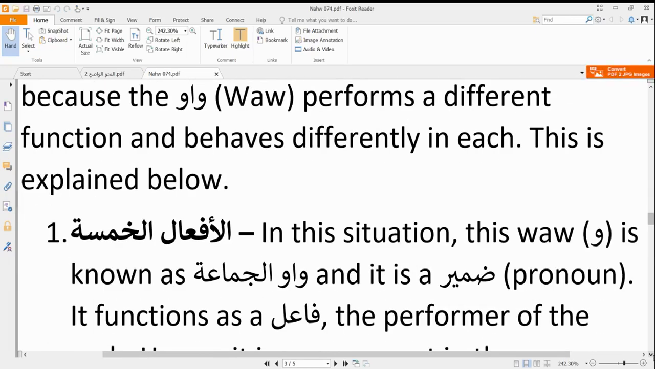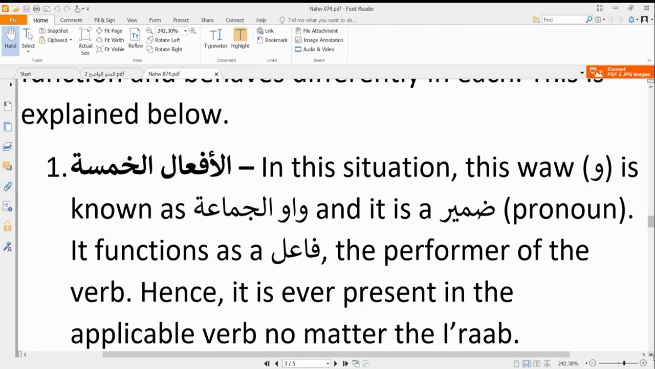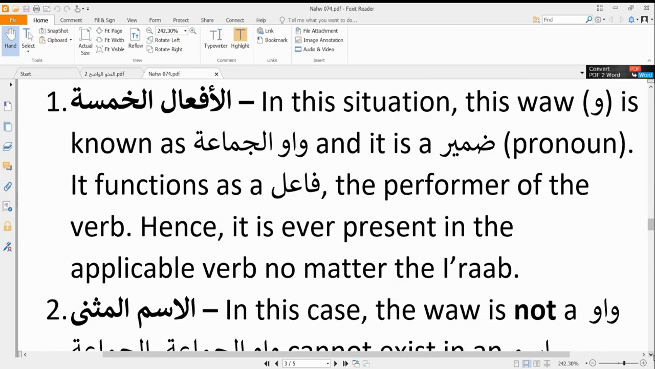Just like we have alif in the af'alul khamsa, which is a domir, when we have a waw like taf'aluna or yaf'aluna, which means you are doing, or yuslimuna, they are submitting, this waw is what is called a wawul jama'a, a waw that shows plurality, and it is a domir. It is also a pronoun performing the function of the fa'il of the verb. It is the one performing the verb. Yaf'aluna is performed by the wawul jama'a. That is our fa'il.